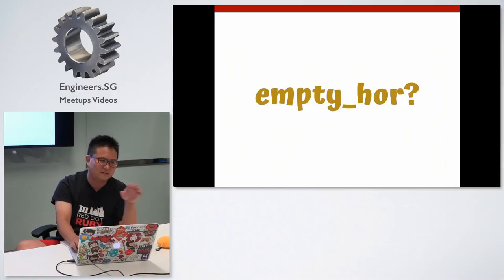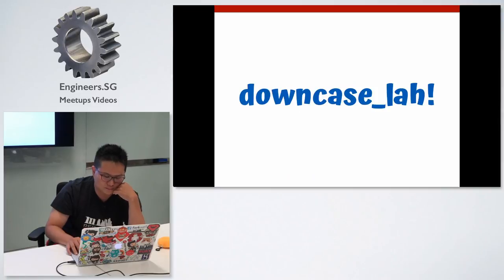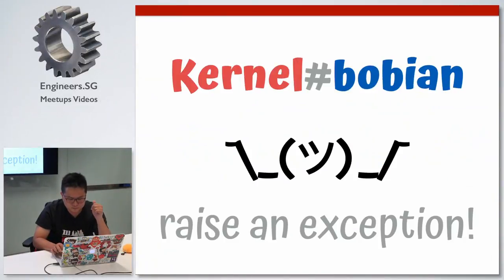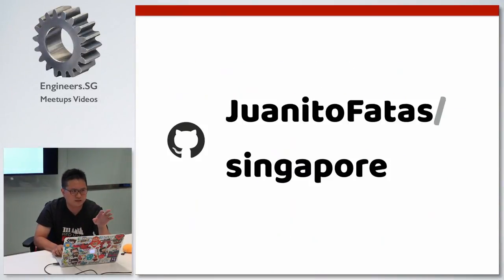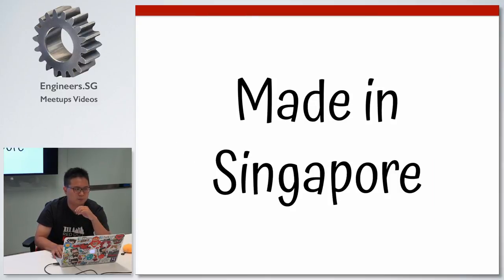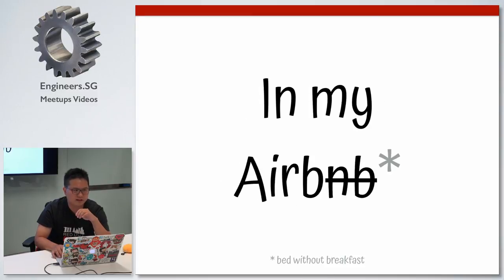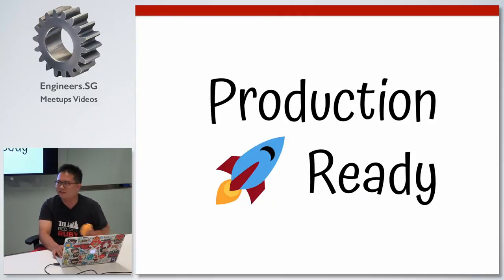So I added some Singlish support to the Ruby language. And you can install this gem from this repository. It's 100% made in Singapore because I made it in my Airbnb. But they didn't provide me breakfast. I don't know why they call it Airbnb. It should be called Airbnb. And it's production ready if Winston merges my pull request.